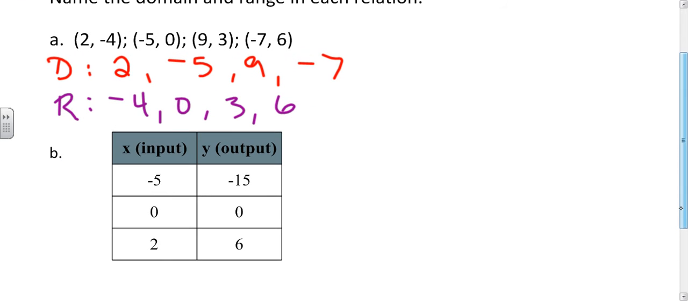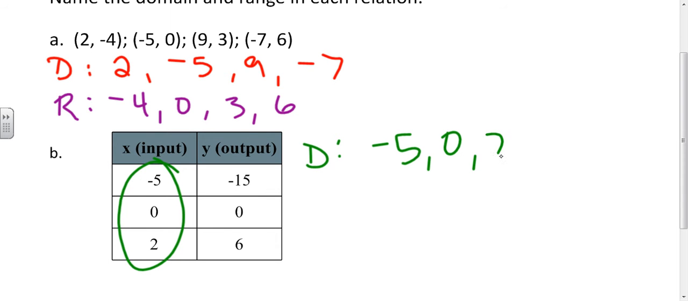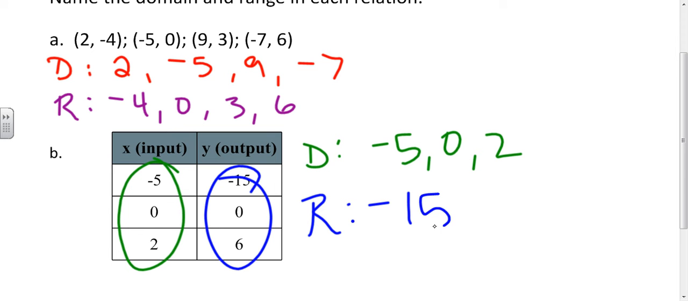When I look at a table here, if this is my x coordinates, these are my inputs, and the second column is my y coordinates, or my outputs. My domain is going to be all of these here: -5, 0, and 2, because those are my inputs, or my x coordinates. And my range is going to be all of these here: -15, 0, and 6, because those are all my y coordinates.